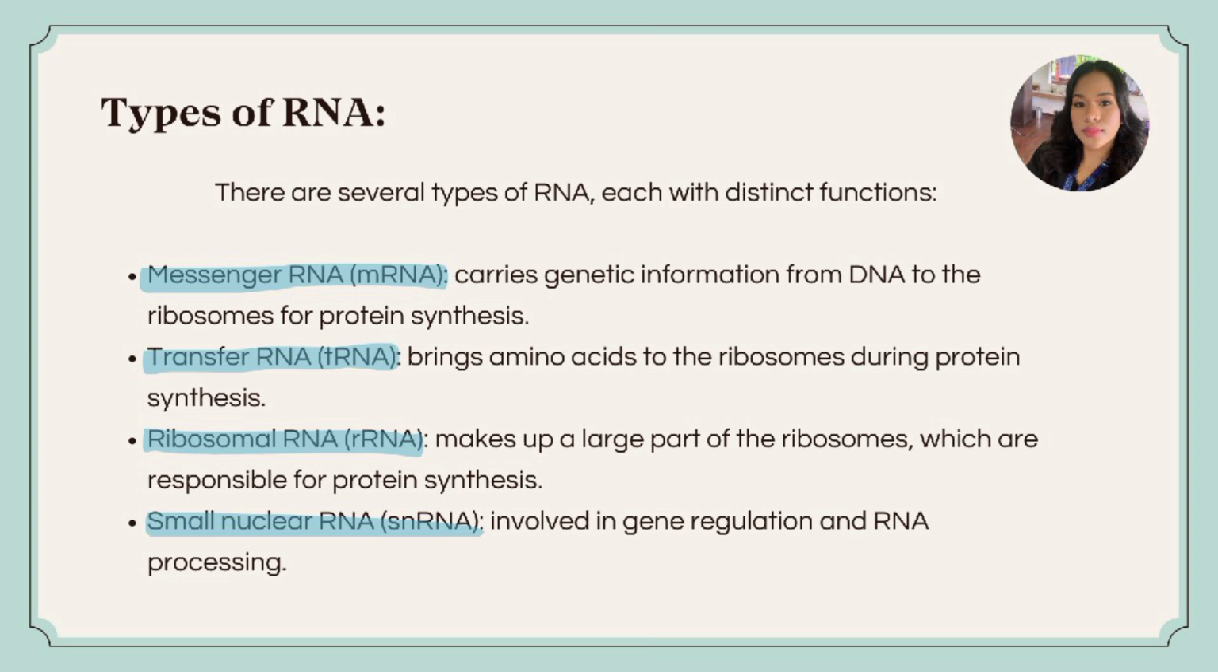Types of RNA. There are several types of RNA, each with distinct functions. Messenger RNA carries genetic information from DNA to the ribosomes for protein synthesis. Transfer RNA brings amino acids to ribosomes during protein synthesis. Ribosomal RNA makes up a large part of ribosomes, which are responsible for protein synthesis. Small nuclear RNA is involved in gene regulation and RNA processing.